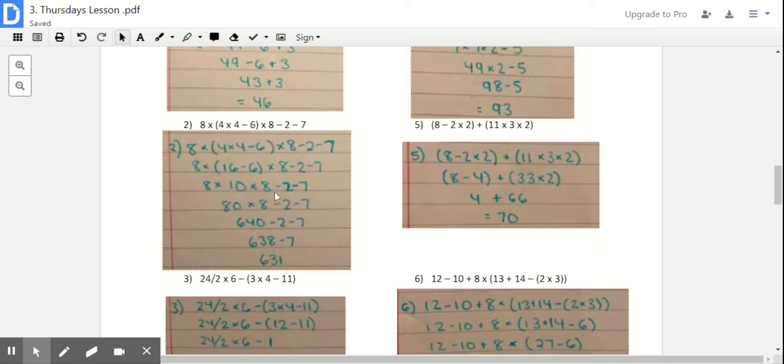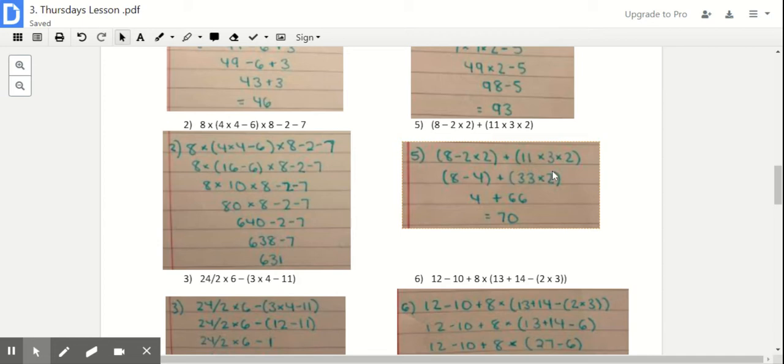Okay, now realize I still need to consider the power of operations here and do everything that needs to be done if it's multiplication or division first, prior to addition or subtraction. So now I'm working from left to right with my higher powers. So 8 times 10 is 80, bringing everything down, times 8 minus 2 minus 7. I'm then doing 80 times 8, which leads me to 640 minus 2 minus 7. So 640 minus 2 is 638. And then minus 7, which is 631.